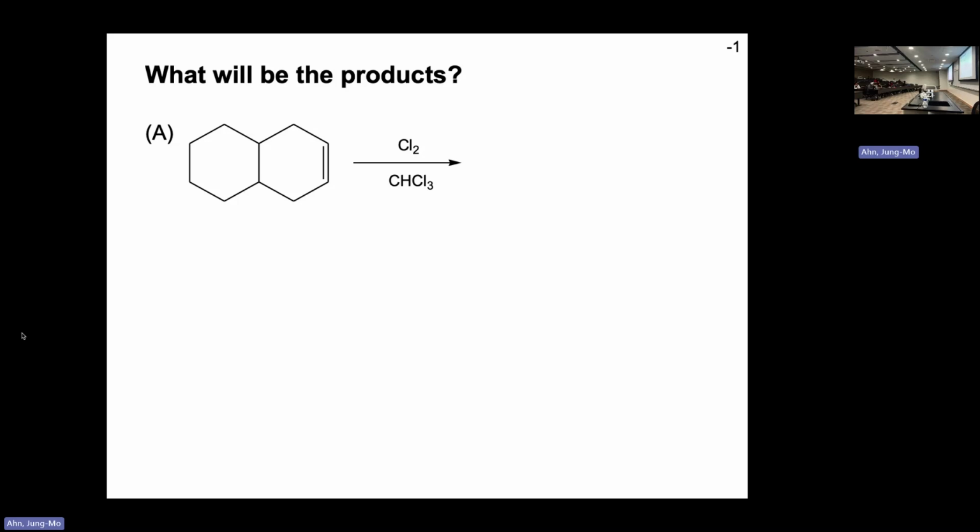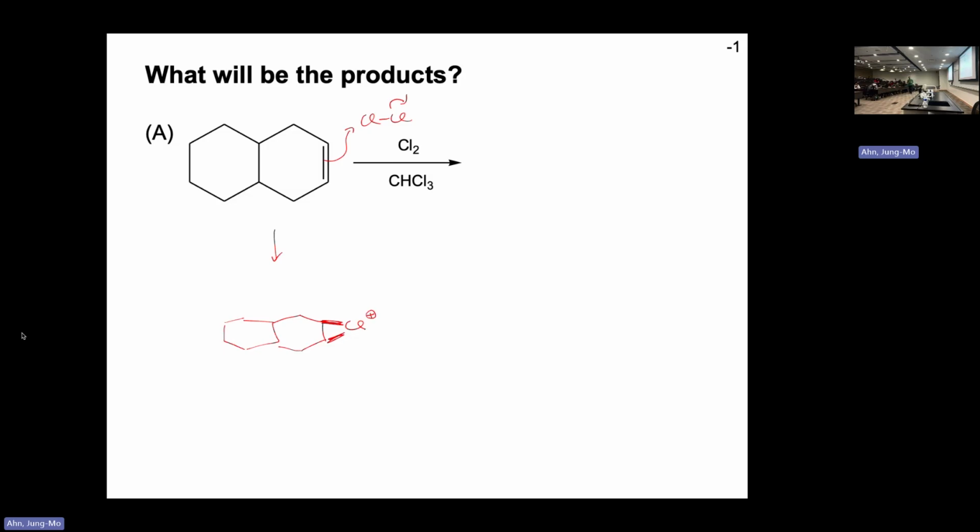Because with the chlorination, we are doing it in a solvent called chloroform, which is a non-nucleophilic solvent because it doesn't have OH groups, it doesn't have NH groups, right? It's a non-nucleophilic, or inert, solvent. So first, we're expecting the formation of a chloronium ion.